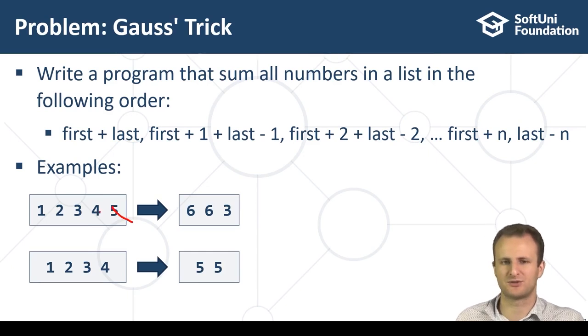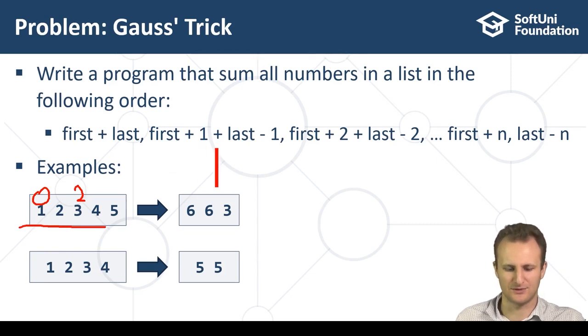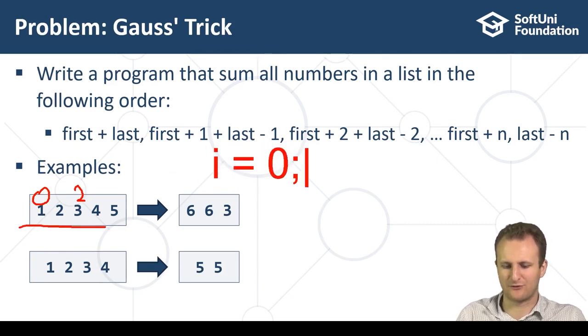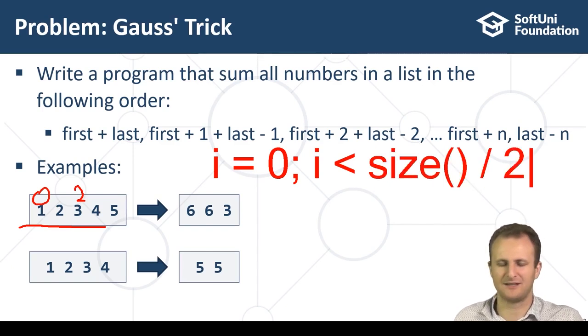Well, this is pretty much a simple task. You need a for loop. You need it to start from index 0, and you need it to reach, in this case, index 2. What is index 2? Index 2 is the size divided by 2. So you have an I loop starting from 0 to I less than size divided by 2.